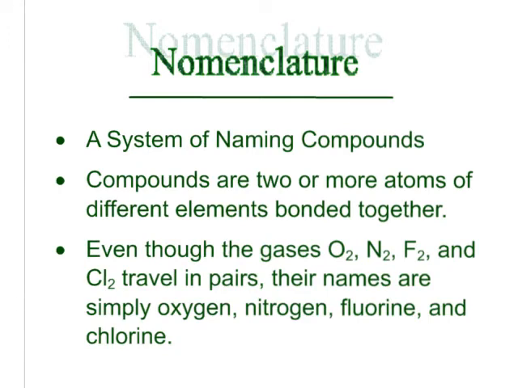Nomenclature is simply a system of naming compounds. Compounds, if you'll just remember a quick review, are two or more atoms of different elements bonded together. And just a little FYI, even though the gases of oxygen, nitrogen, fluorine, and chlorine travel diatomically in pairs, their names are simply oxygen, nitrogen, fluorine, and chlorine. Even though they are molecules, we just call them by their elemental name.